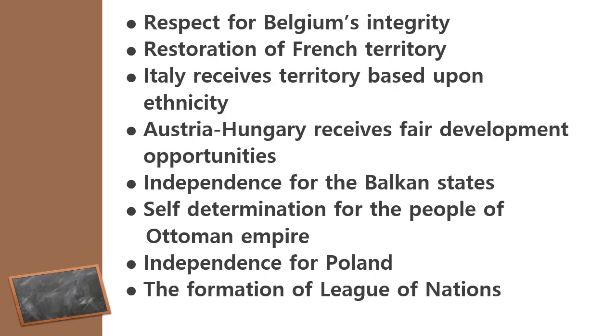Balkan states included Bosnia-Herzegovina, Sarajevo, Macedonia, Romania, etc. Then he called for self-determination for the people of the Ottoman Empire and free passage through the Dardanelles. The Dardanelles is actually a sea passage between Europe and Turkey. He also talked about the independence of Poland.